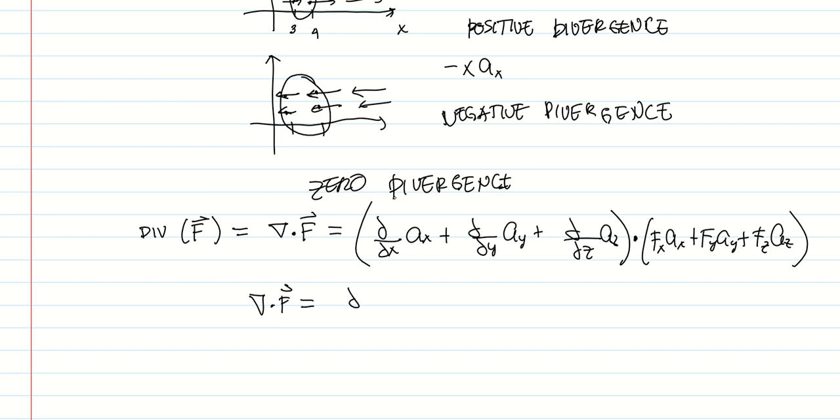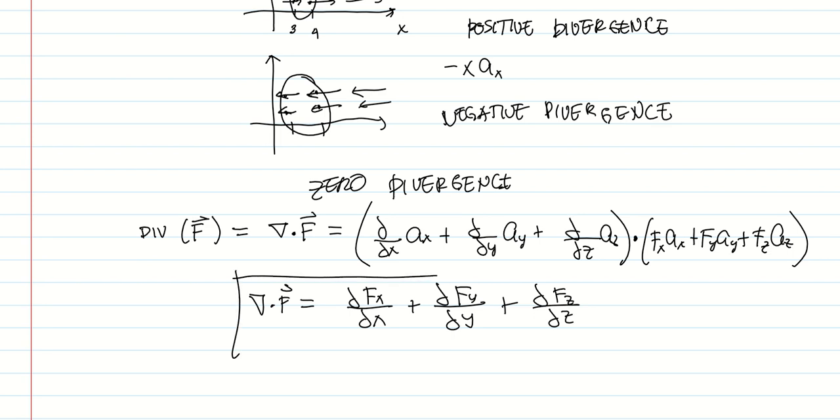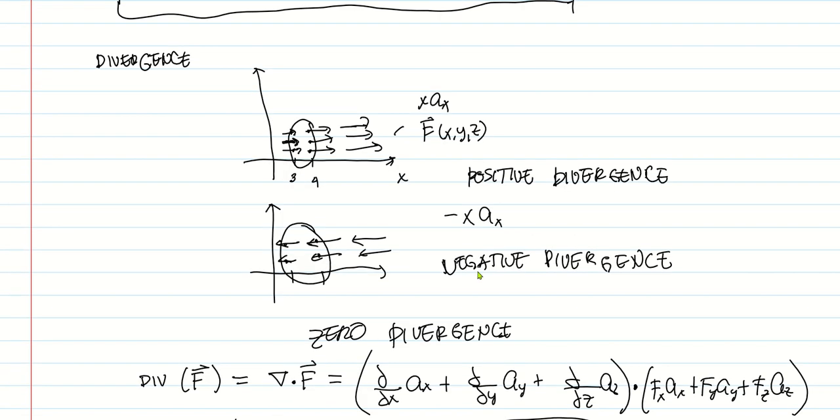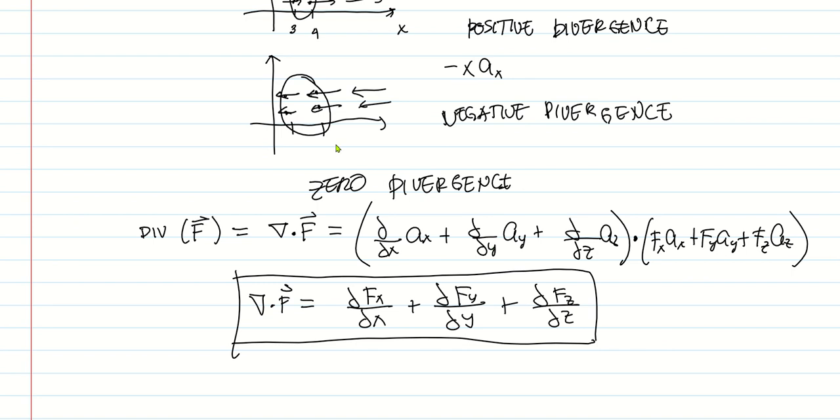So this will be the partial derivative of f of x with respect to x, a_x dot a_x is 1, plus the partial derivative of f of y with respect to y, plus the partial derivative of f of z with respect to z. And this will be a scalar quantity. It has no direction. It can also be negative, but the meaning of that negative is that the strength of the entering is greater than the strength of the leaving vectors in that circle.